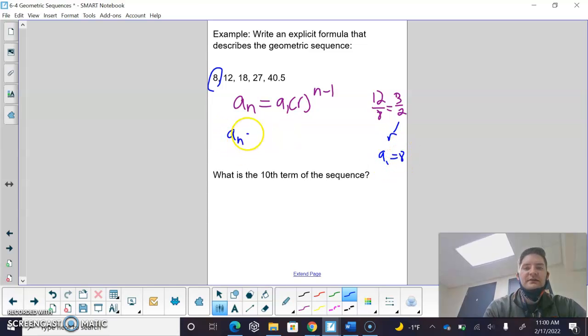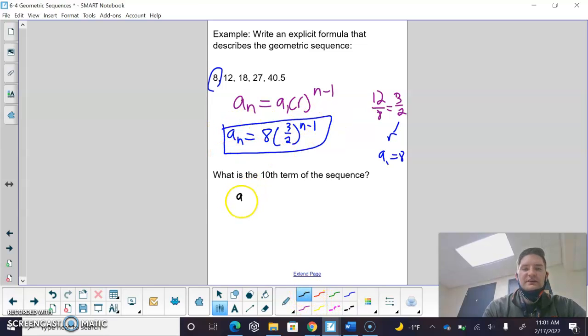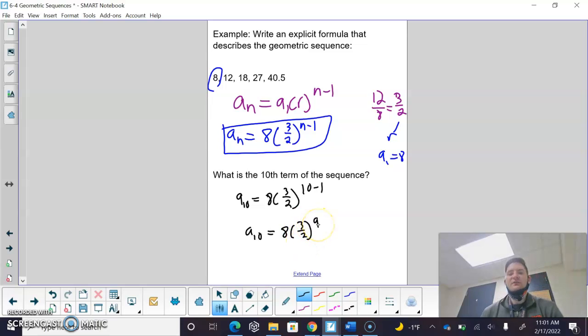So a sub n is equal to 8 times 3 over 2 to the n minus 1. So that is your equation. Then find the 10th term. You're going to take 10 and substitute it in for n. 10 minus 1 is going to give you 9.